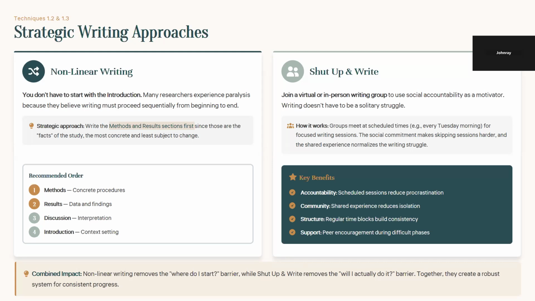The best way is not linear. Writing a research article is not a linear way of writing. That, okay, I have to write the introduction, after that I have to write the methodology, after that I have to follow that order. No, it's not like that. It is a non-linear writing.